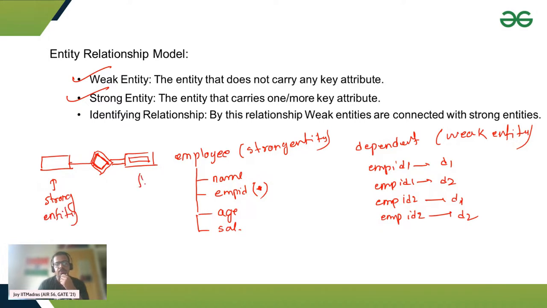Strong entity. This is called the weak entity, and this is called the identifying relationship. And yes, it is a one to many relationship, where one employee can have multiple dependents, right? That's the thing. So this is pretty much about the weak entity, strong entity, and identifying relationship.